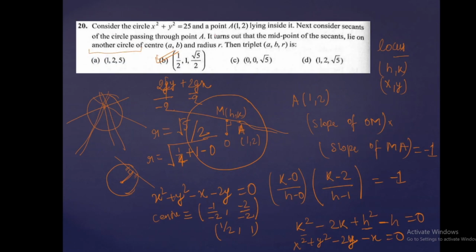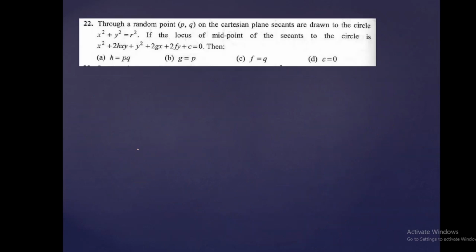The concept used over here was very simple and very obvious. The key point over here was that the perpendicular dropped from the center of the circle on the secant bisects the secant. So this was the key idea that was used over here. So let's see the other problem also.